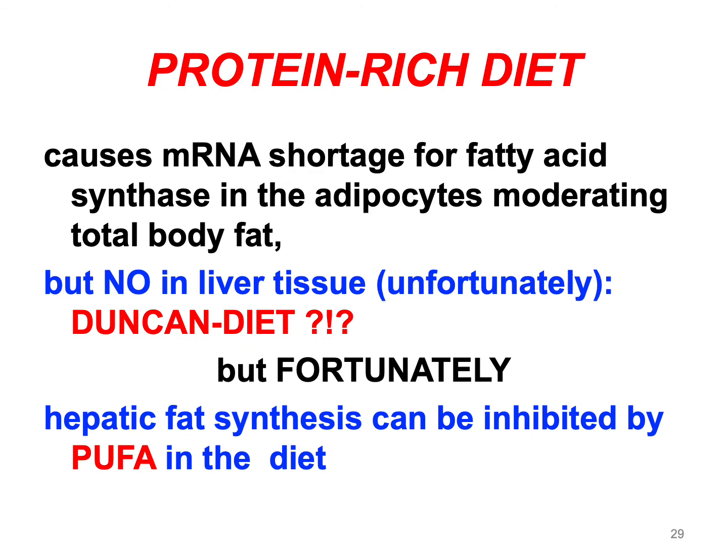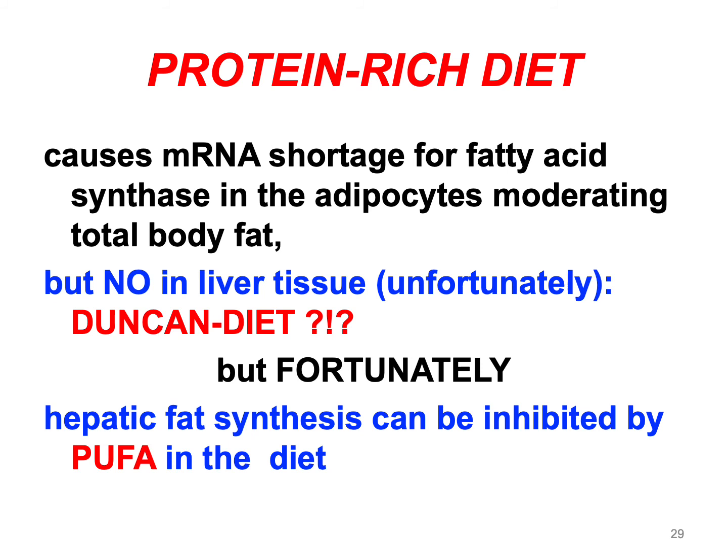What about the protein-rich diet? The protein-rich diet, in other words, low-carb diets at the same time, causes microRNA shortage for fatty acid synthase in the adipocytes, moderating total body fat. But no, unfortunately, in liver tissue. Therefore, protein-rich diet is good for the slimming diet, but maybe one can receive a fatty liver.